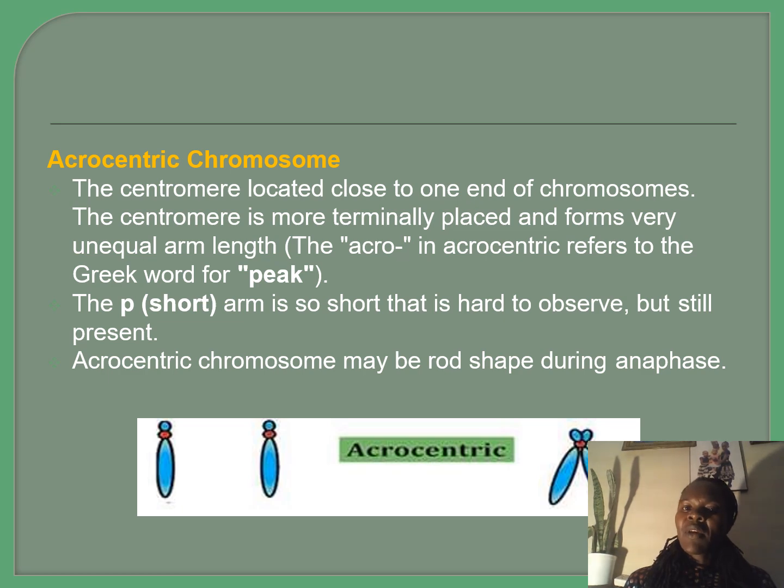So the name refers to acro, towards the peak. The P arm is so short that it is difficult to observe, but it is still present. So it gives a rod shape. During anaphase, you'll see it as a rod shape.